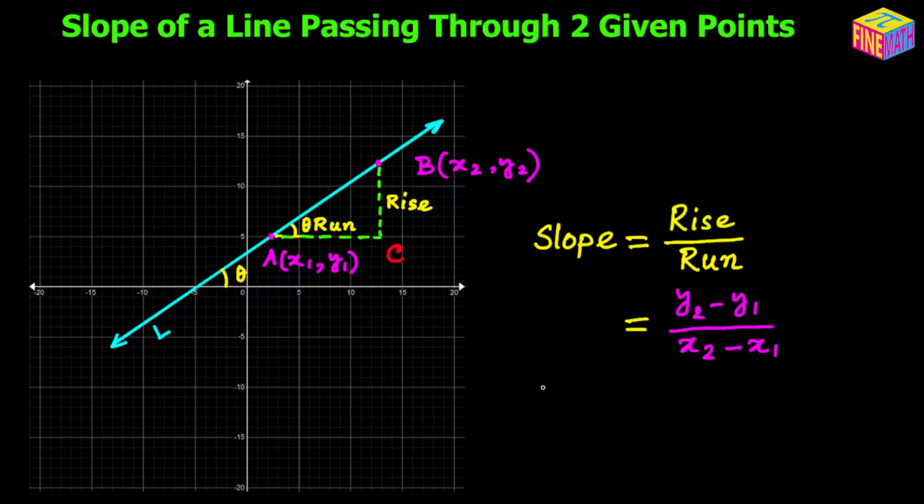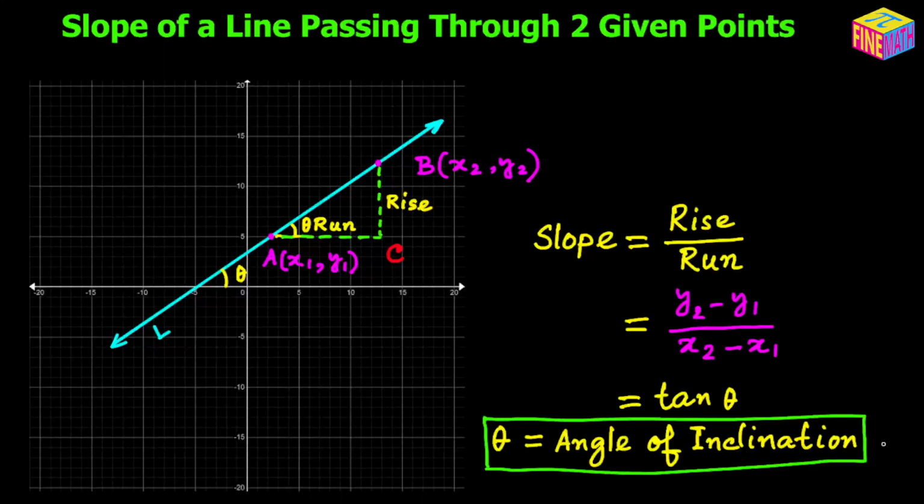Now for this right angle triangle where the right angle is at C, the rise divided by run will be equal to tangent of theta. So we can say tan theta. Now what is theta? Theta is the angle of inclination. So let me make a quick note here.